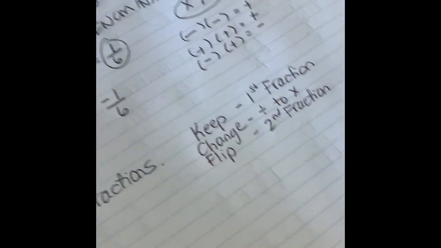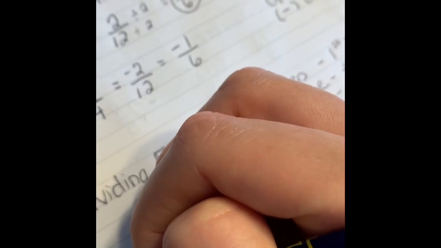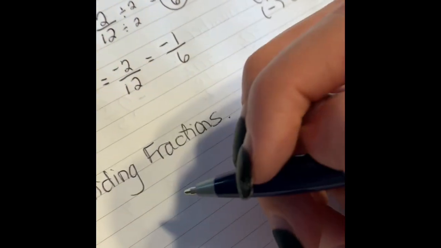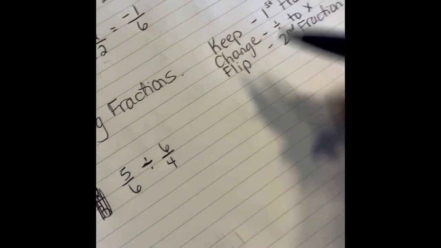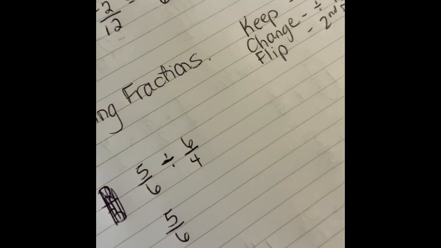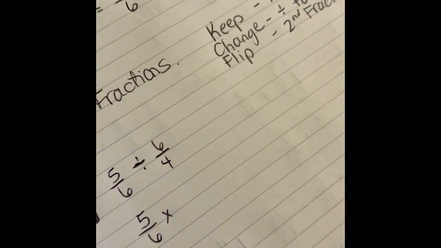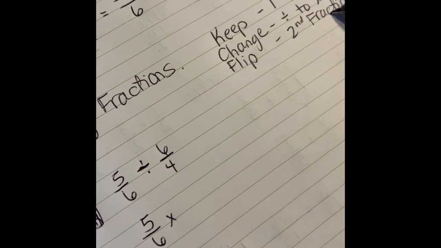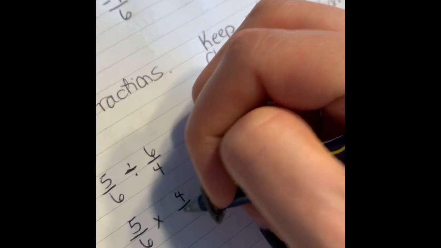So let's take a look at an example. We're going to do 5/6 divided by 6 over 4. Okay, so we're going to keep my first fraction. So I'm going to write that down. 5/6 is going to stay the same. We're going to keep it. We're going to change the divide to multiply. And we're going to flip our second fraction. So what once was 6 over 4 is now going to become 4 over 6.